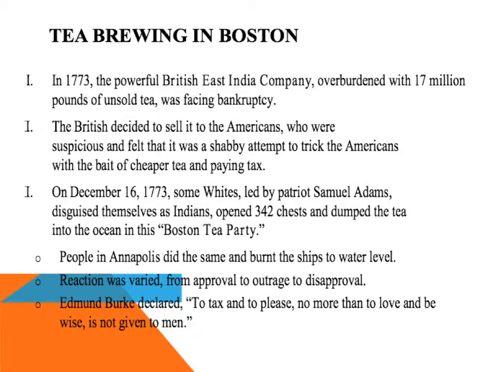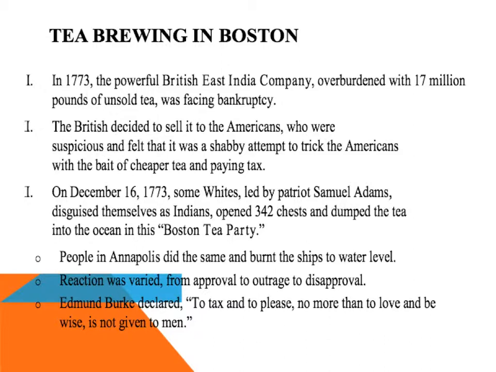Okay, so as we move along in 1773, you've got the British East India Company. They're basically going bankrupt. And one way to try and get rid of some of this tea is to pour it onto America, because they're going to show up with a monopoly on this tea and try and sell it to us at a cheaper rate. And we catch on to it. So on December 16th, 1773, a bunch of whites led by people like Samuel Adams and some of the members of the Sons of Liberty boarded English ships and opened up 342 chests of tea and dumped them into the harbor there, and it's going to be known as the Boston Tea Party.